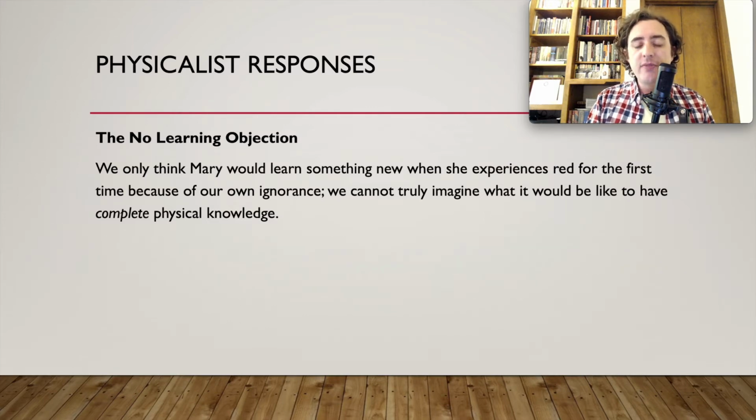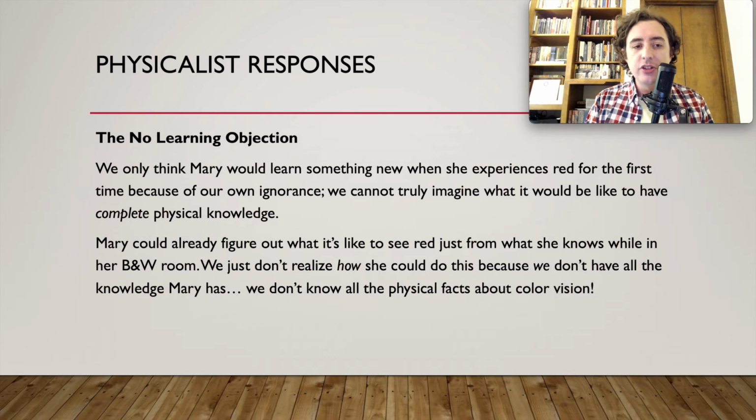On this view, if Mary has all physical knowledge, Mary could already figure out what it's like to see red just from what she knows while she's in her black and white room. We just don't realize how she could do this because we don't have all the knowledge that Mary has. We don't know all the physical facts about color vision. Nobody yet knows that. And so maybe if you knew all those things, you would be able to learn what subjective experiences feel like without having the experiences yourself.